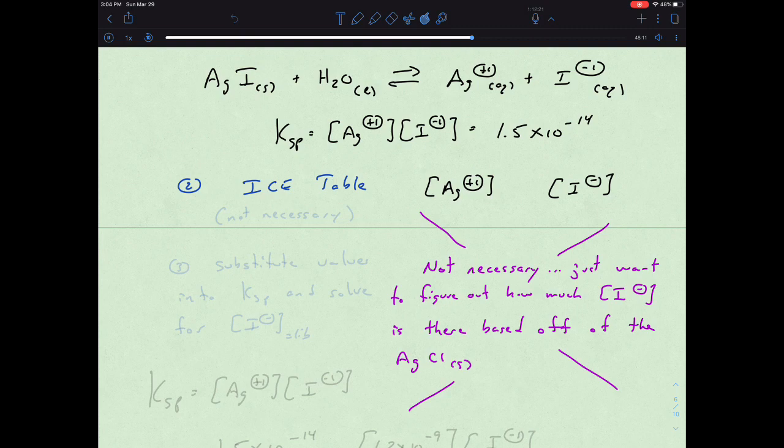Right? There's really no need for the ice table here. Really all it's asking is that given our Ksp for silver iodide of 1.5 times 10 to the negative 14th, and given our silver concentration is based off of the silver chloride, because that's what precipitates out second, we can now figure out how much iodide would actually be left over if we were at that concentration. So we really can just jump to substitute these values into Ksp and solve for iodide.